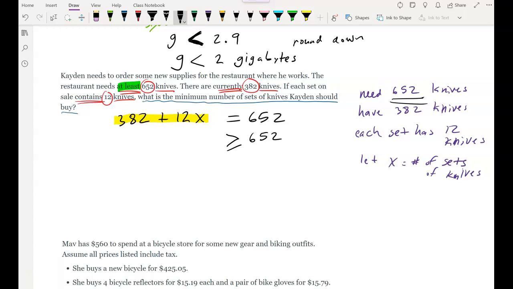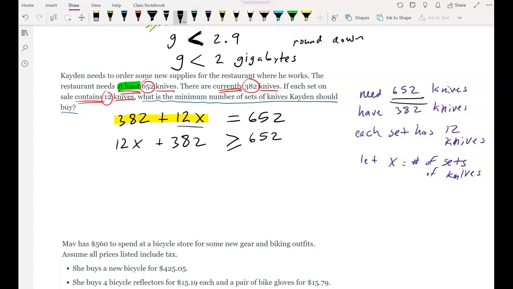And then, as you can see, on the how side, I have the part that has the variable in the second position. I'm going to put it in the first position because that's the best place for it. 12x plus 382 is greater than or equal to 652. Now we have our inequality that we can begin to solve.